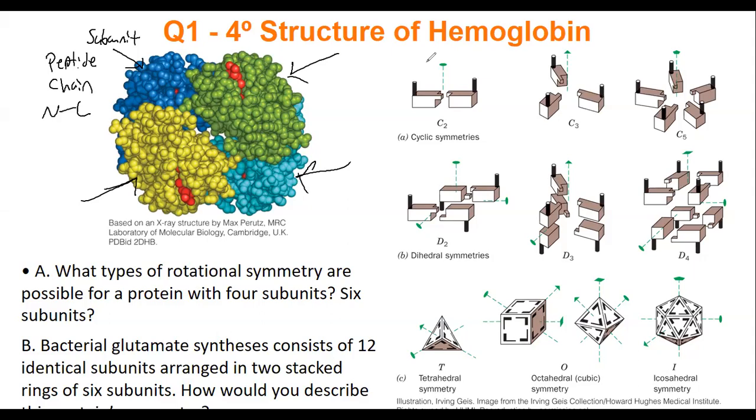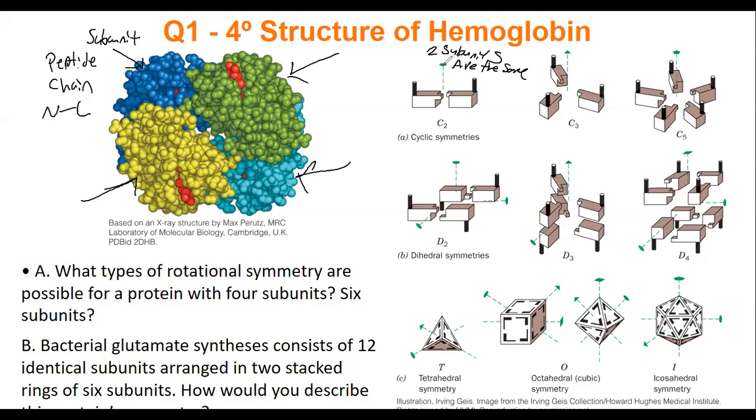Let's say you have a protein made out of 2 subunits. So this is 2 subunits. The only way to make a protein out of 2 subunits, if those subunits are the same, right? So you have a protein made out of 2 subunits. These subunits are copies of each other. The only way to fit them together is called C2, or cyclic symmetry 2, C2.